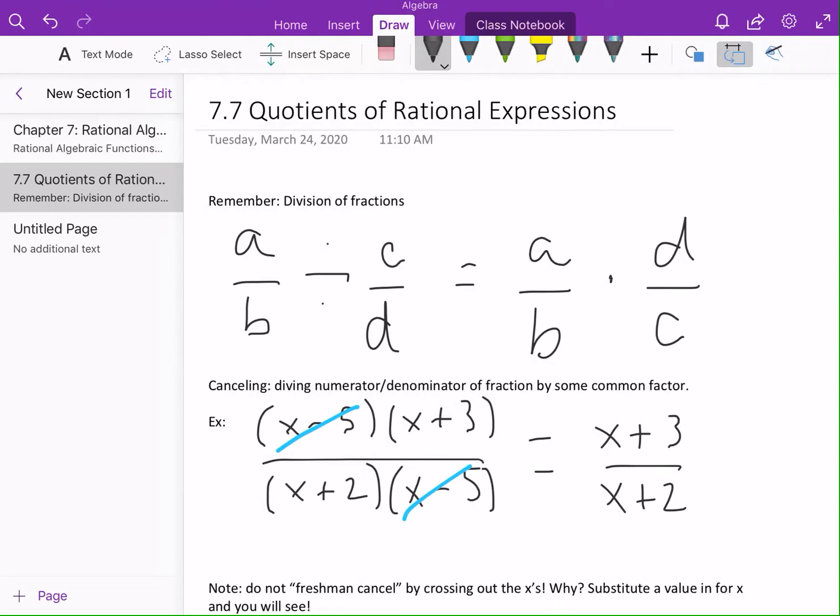Now, a common mistake is to do something called freshman canceling, and we do not want to do that. In this situation, do not cancel out the x's. These two entities are together. We do not want to cross out those x's. And if you're not sure why, go ahead and substitute a value in for x and you will see.